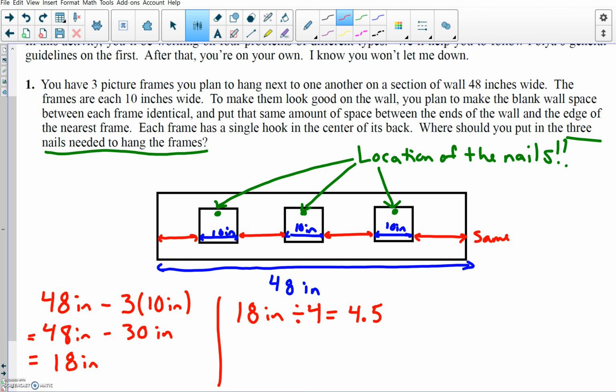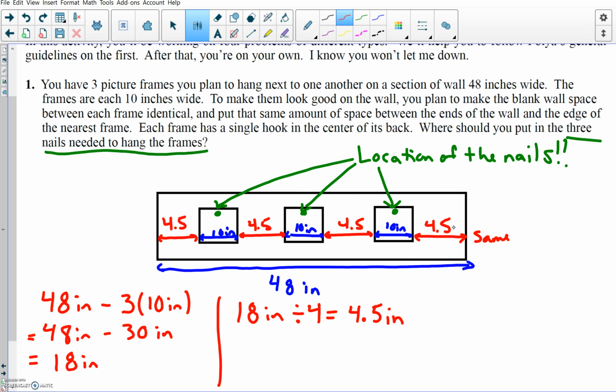Here, again, we need to be really careful to include units on everything. I had 18 inches, so when I cut it into 4, I still have measurements in inches. So now I know each of these measurements up here is 4.5 inches. So I can even start adding to my drawing.